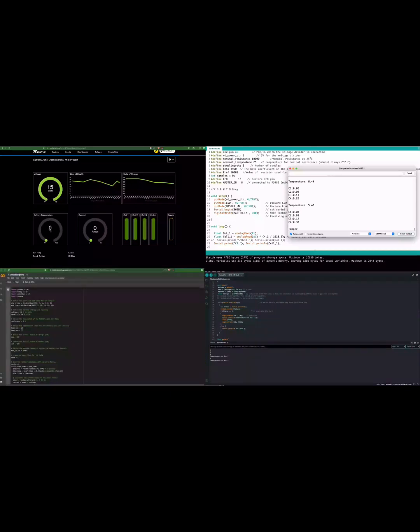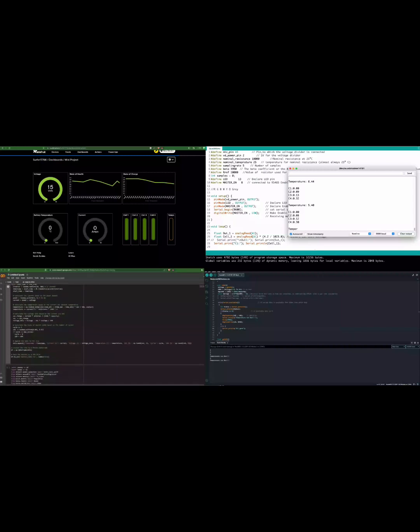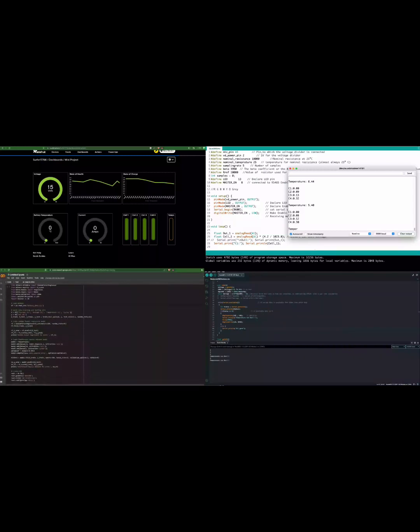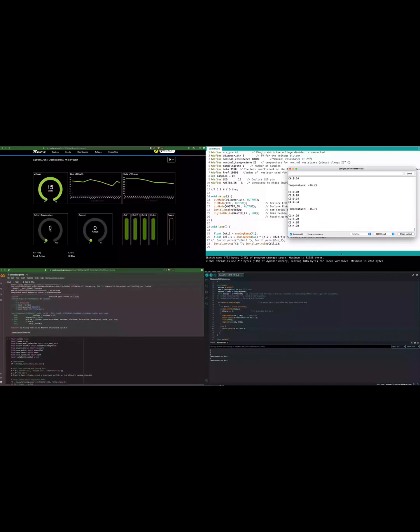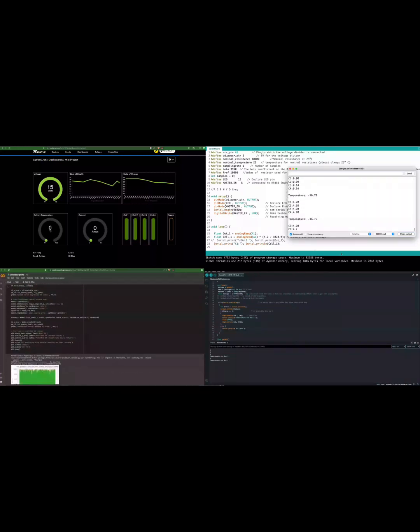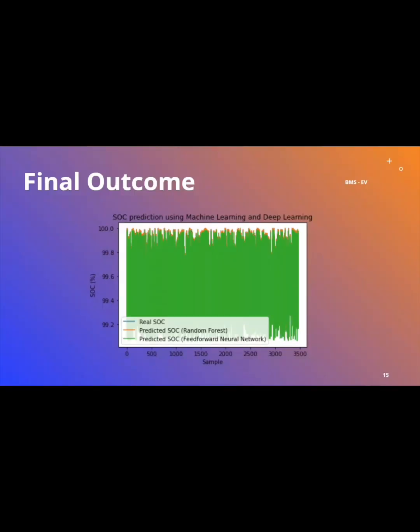Once the data has been taken into our ML model, the ML model then uses random forest regression to train itself and train the neural network for the SOC and SOH estimation for our battery pack, as you can see in the graph shortly. Moving on to stage 4, the final stage of the implementation. The final outcome can be stated as the SOC prediction using machine learning and deep learning models.